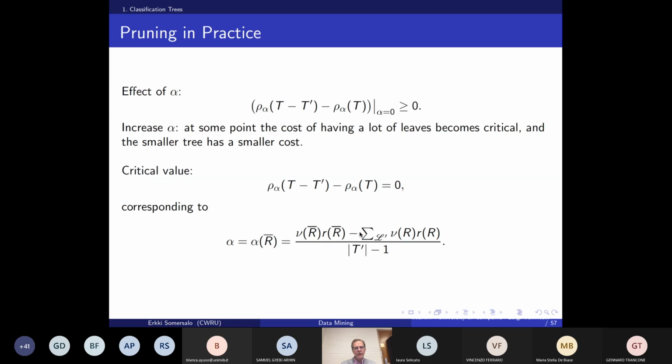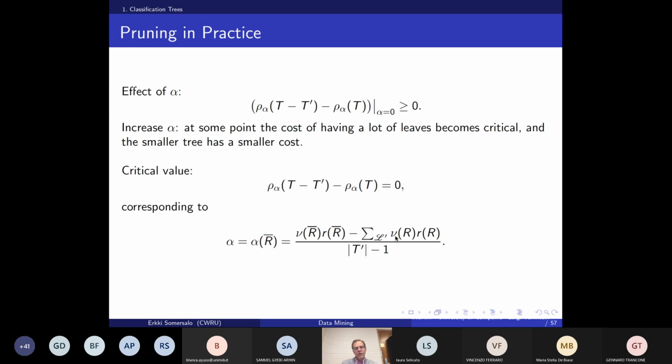And so you realize that the alpha that switches the smaller tree to be a more efficient tree than the larger tree is this alpha r bar, which is given by this ratio. So let's look at this ratio. So this is the misclassification error of the new leaf minus the misclassification error of all the leaves that were taken off, divided by t prime, which is the number of leaves in the branch that we cut off, minus 1.